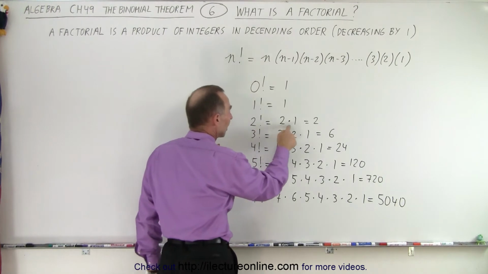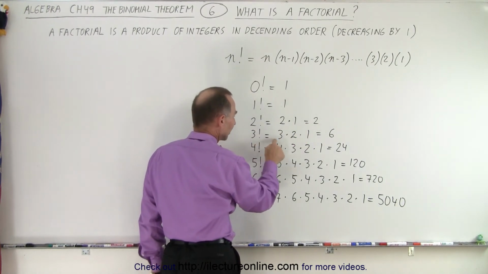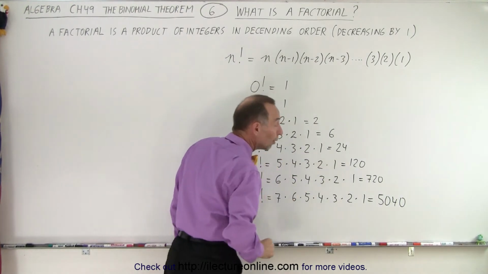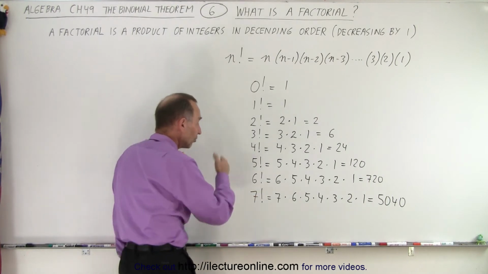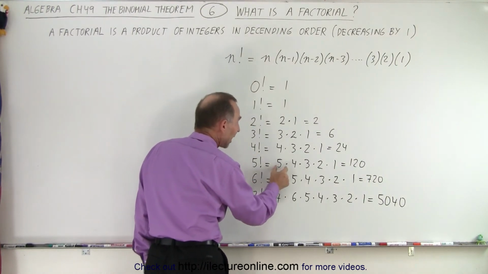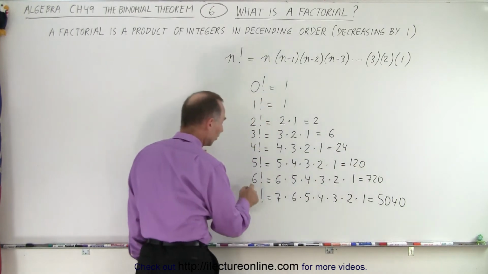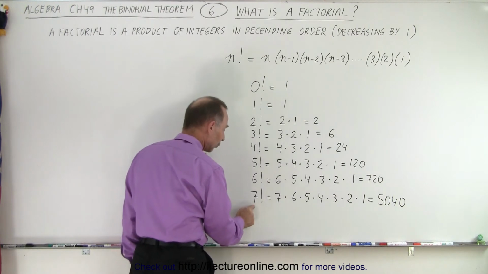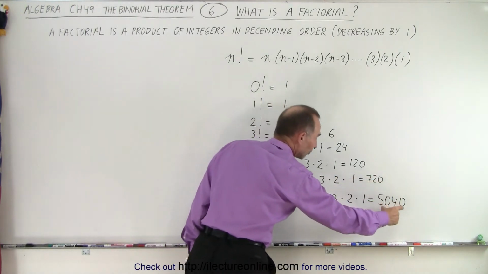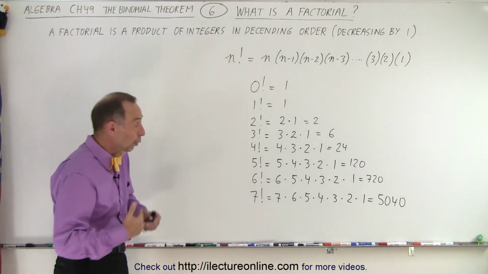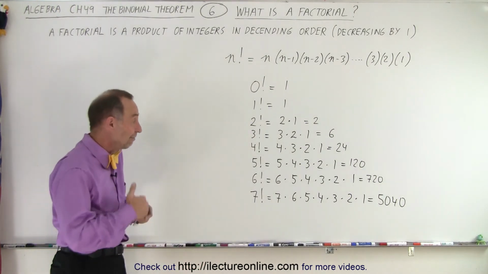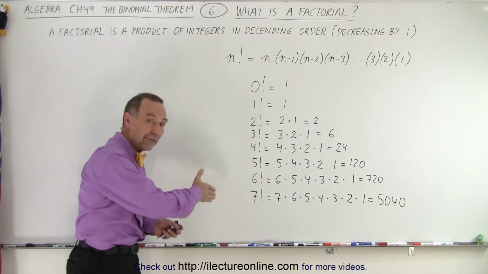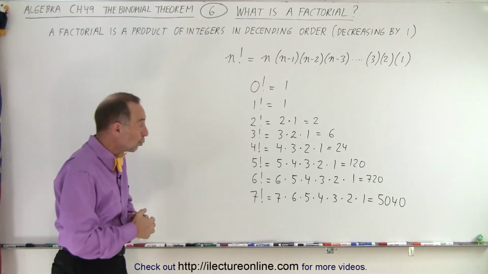But 2 factorial is 2 times 1, which is 2. 3 factorial, 3 times 2 times 1, which is 6. 4 factorial, 4 times 3 times 2 times 1, which is 24. And then you can see that every time you go to the next number, 5 factorial, it'll be 5 times the previous answer, which is 120. 6 factorial is 6 times the previous answer, which is 720. 7 factorial is 7 times the previous answer, which is 5040. So you can see that very quickly the numbers get really big. Factorials grow very, very fast. And therefore, you can imagine 10 factorial, 11 factorial, 12 factorial, those numbers get to be really, really big.